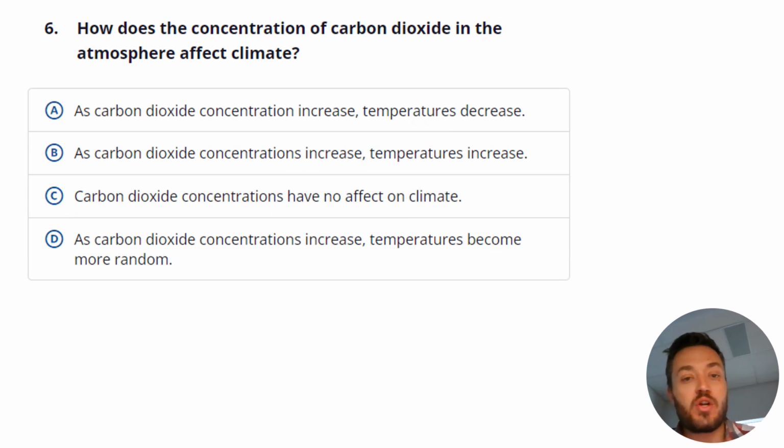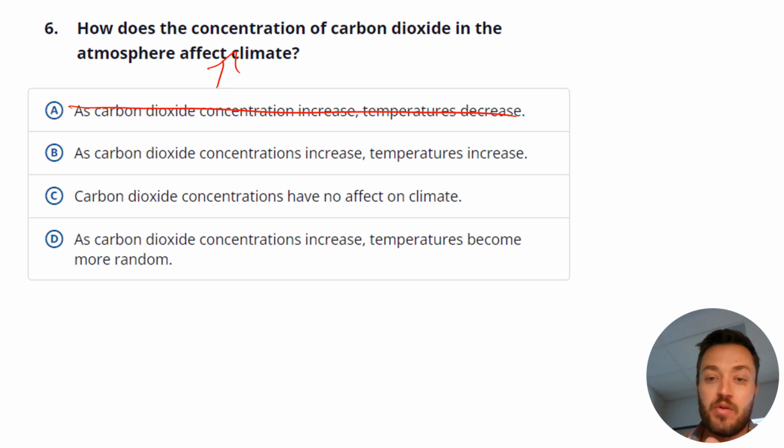How does the concentration of carbon dioxide in the atmosphere affect climate? As carbon dioxide concentration increases, temperature decreases. That is not true because the more carbon dioxide, the more heat gets trapped in the air, and so the temperature would actually increase. So it's not that one. As carbon dioxide concentrations increase, temperatures increase. Well, that's true. Let's see if there are any other correct answers.